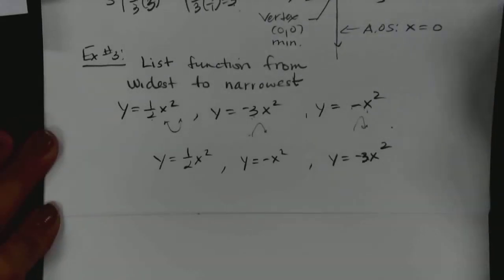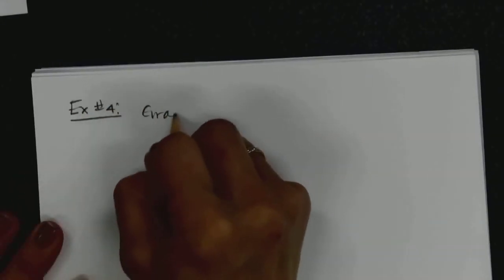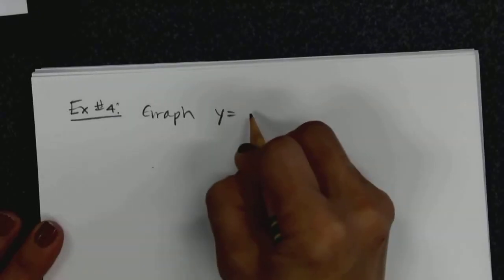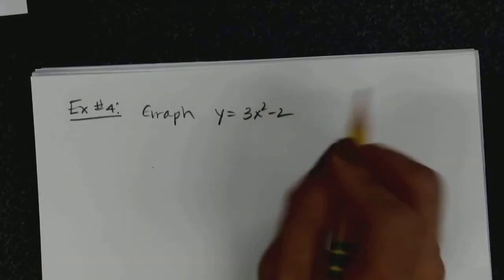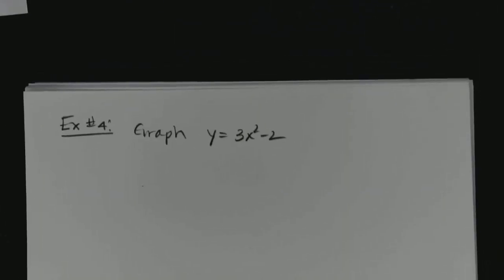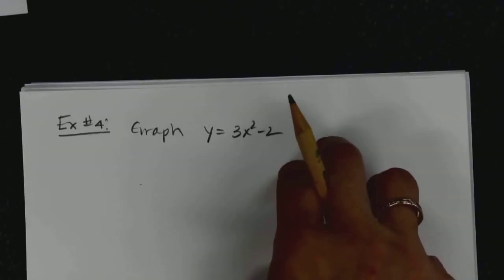Okay, you tell me if I need to do this example. This is example number 4. Would you be able to graph this without my help? Graph y equals 3x squared minus 2. Would you be able to do it? Yeah. You gotta make a table. This one I will use -2, -1, 0, 1, 2. Do I need to show how to do this one? No.